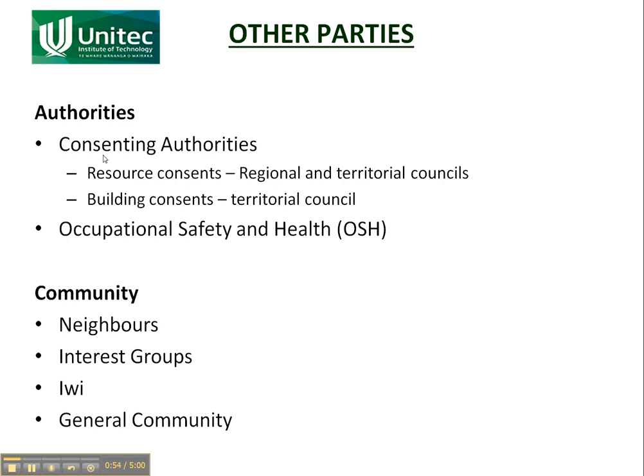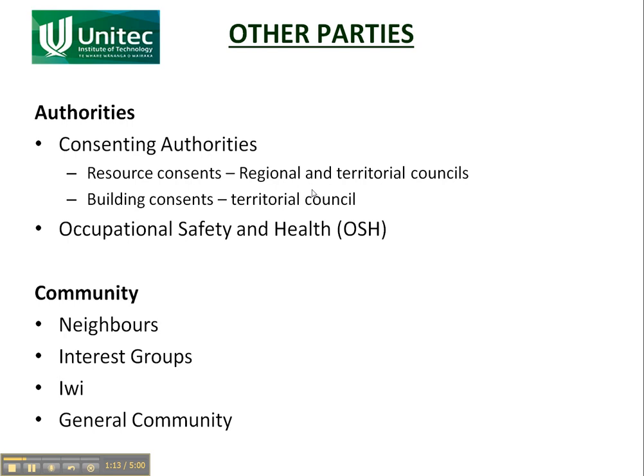So the first authority is the consenting authority. If you are doing a significant disturbance to, say, a piece of land, like doing earthworks or building a road, you can't do that as of right. You have to ask permission of the local, regional or territorial council.